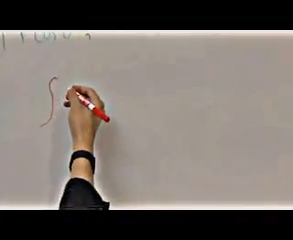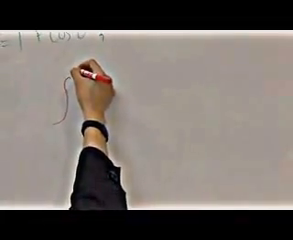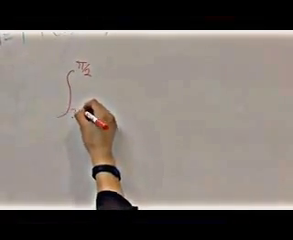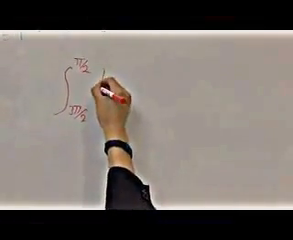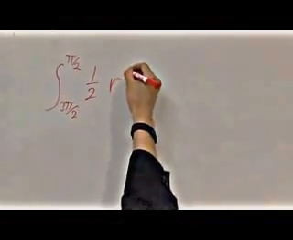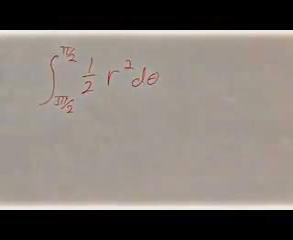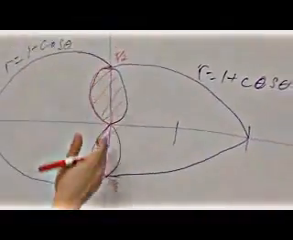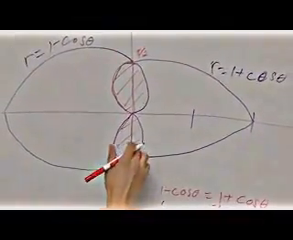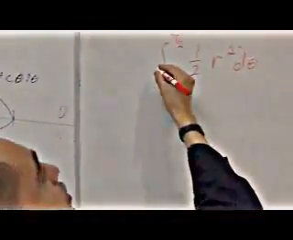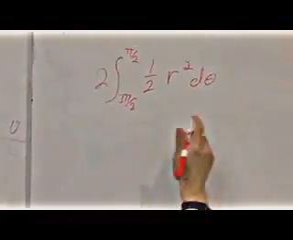So now we are going to use the polar area formula from pi over 2 to 3 pi over 2 of 1/2 r squared d theta. And in this case, since we're cutting it in half, we have to multiply it by 2 in order to get the whole area. So multiply this times 2.